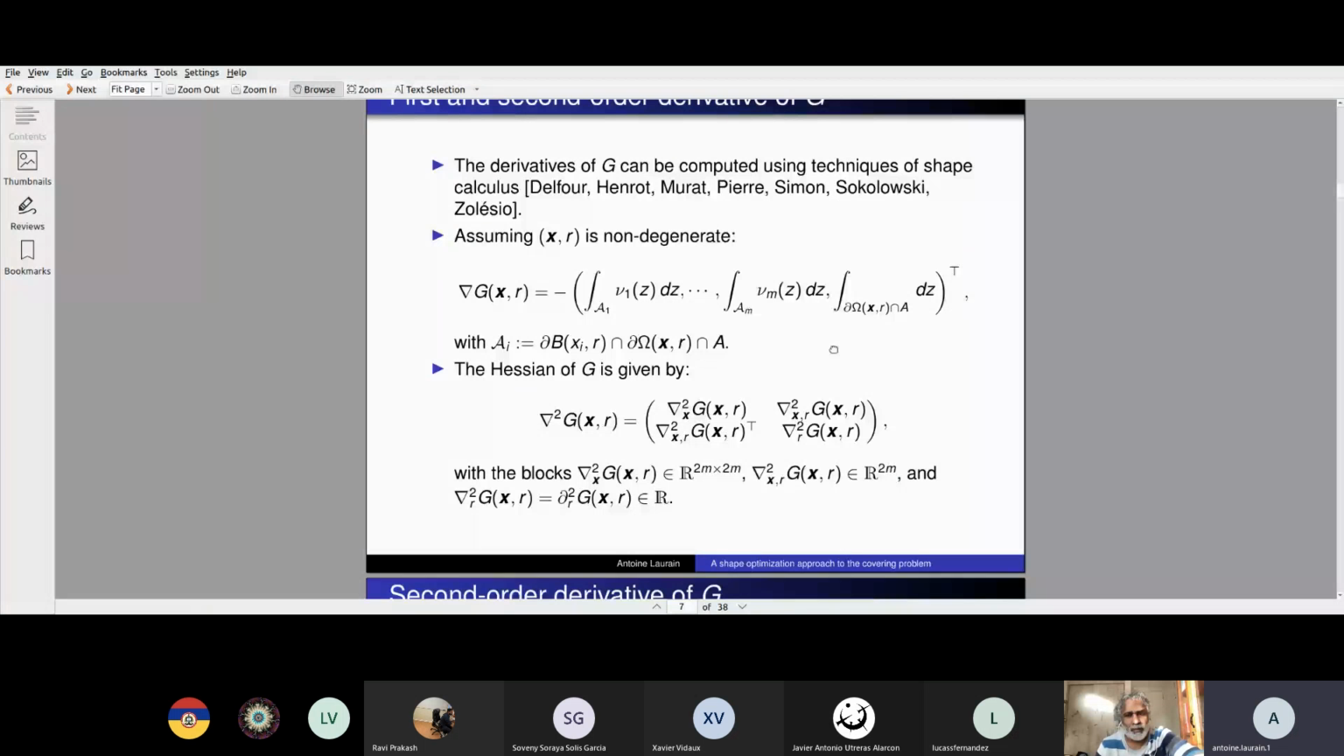But for the second derivative, of course, it's going to be more complicated. But the principle is very similar, so it's not a difficult extension of the method. What is much more difficult is the case where you have different shapes and not just balls.